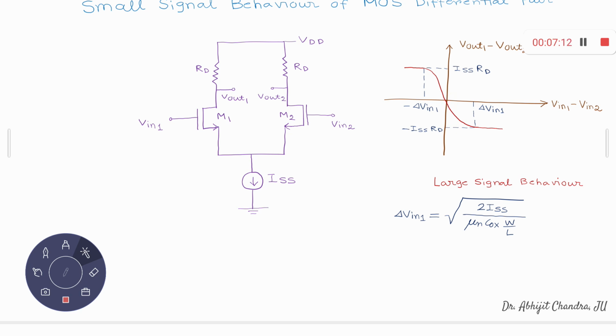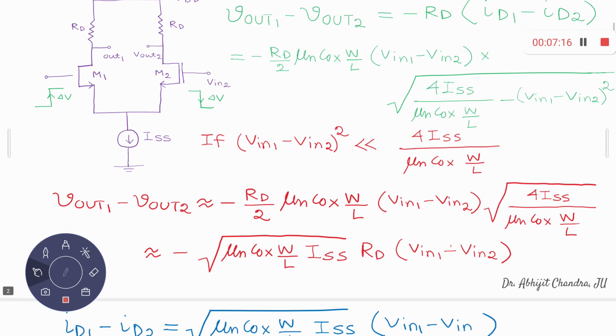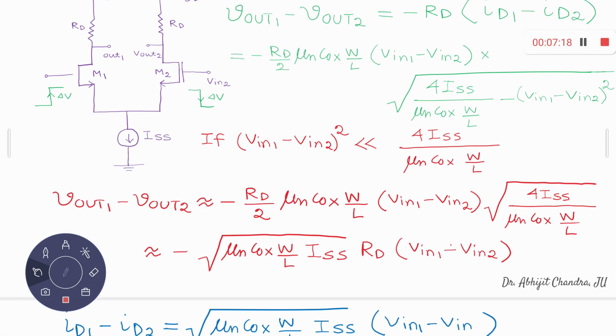Under this condition, I can write Vout1 minus Vout2 is something like minus the square root of mu n Cox W over L times ISS, times RD times (V1 minus V2). So what is the gain? Basically Vout1 minus Vout2 upon V1 minus V2 should be the gain. In the expression of the gain, you have this multiplied with RD, apart from that you have a minus sign.